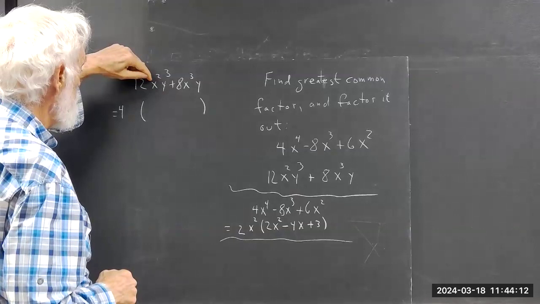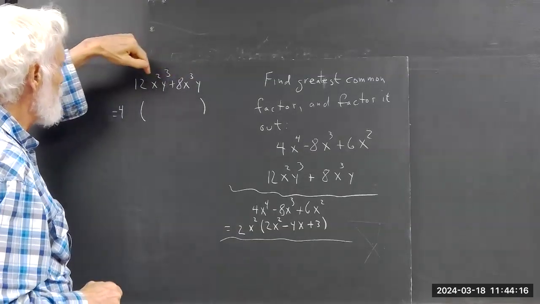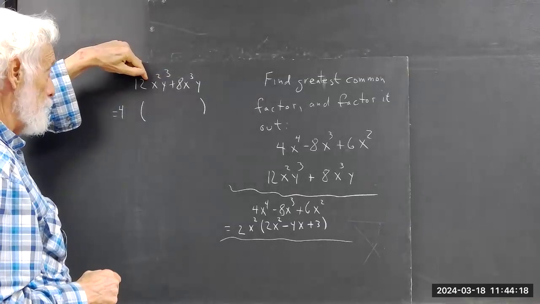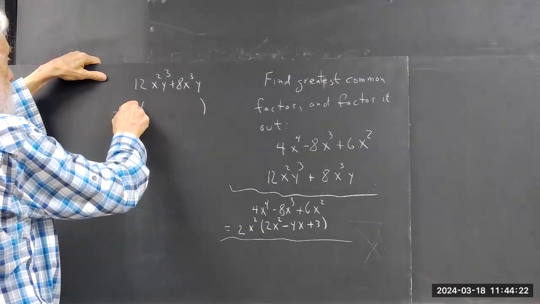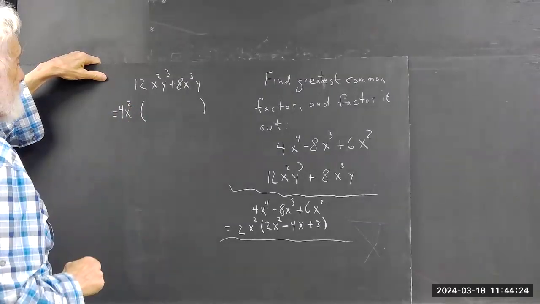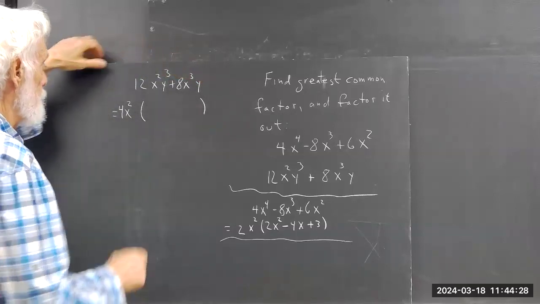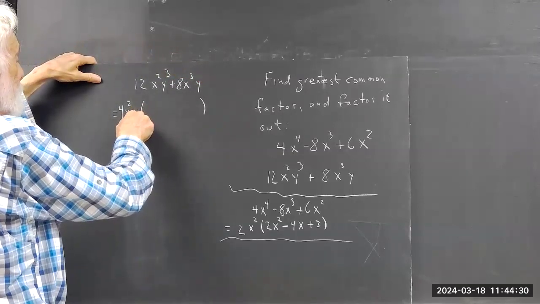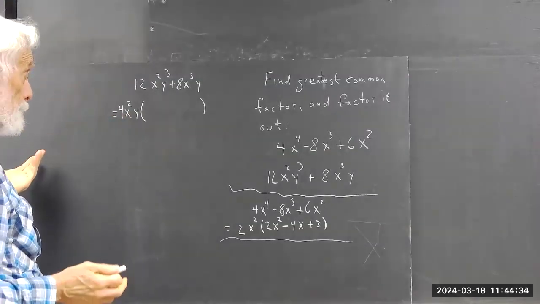We have an x squared here and an x cubed here. Well, we can't take an x cubed out of the x squared, but we can take an x squared out of the x cubed. So we have 4x squared. And then what do we have? We've got a y cubed here and a y here. We can at least take out a y. And that's it. That's our greatest common factor.